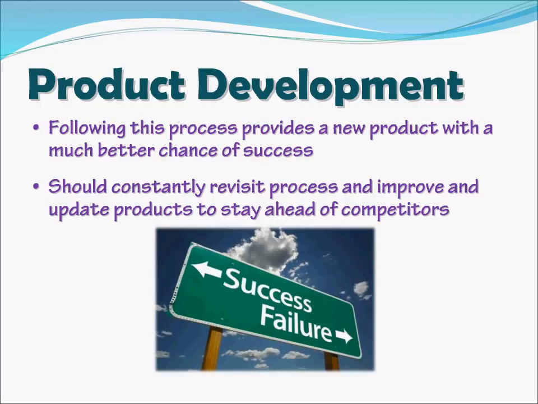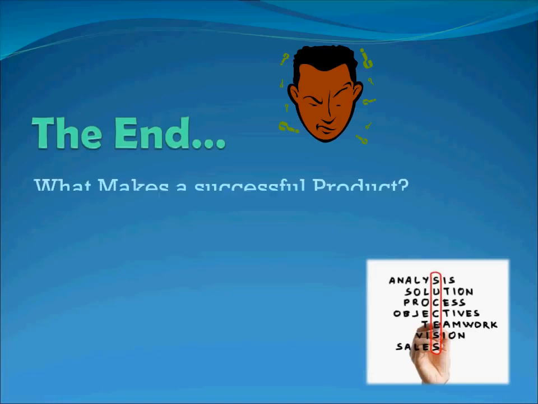Okay, so the product development process. Following these simple steps, 8 steps, you will hopefully, not guarantee, but hopefully improve your chances for successful products. You will hopefully gather profit from this. You will hopefully compete with the existing competitors. This process, however, needs to constantly be revisited. You need to constantly improve your products, update your products, stay ahead of your competitors, and so most companies will continuously revisit this product development process.